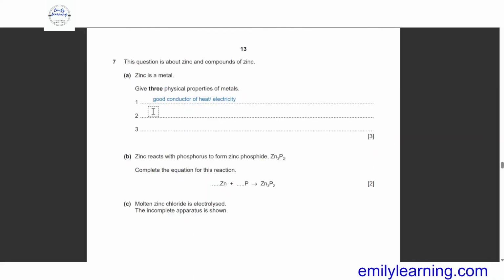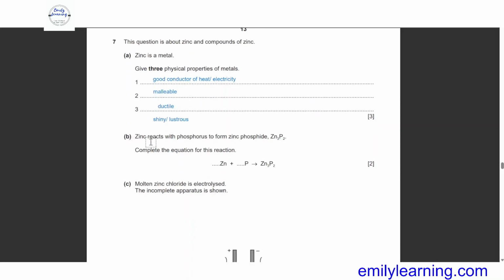Then it is also malleable. Okay, it is ductile. Okay, it is shiny or lustrous. Okay, and so on. Next, zinc reacts with phosphorus to form Zn3P2. So complete the equation. So you have 3 zinc atoms here, so you need 3 here. 2 P here, so you need 2 here, right?